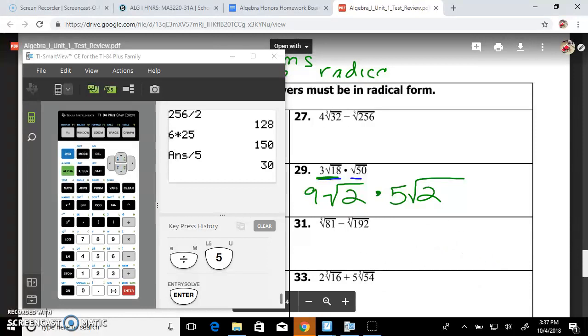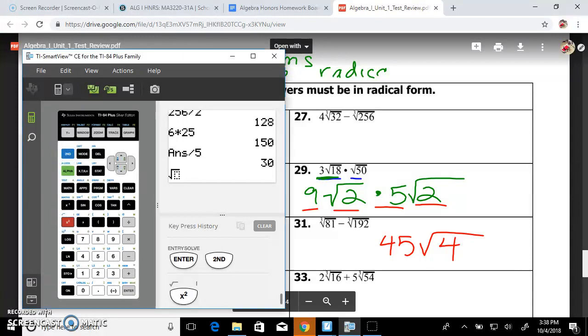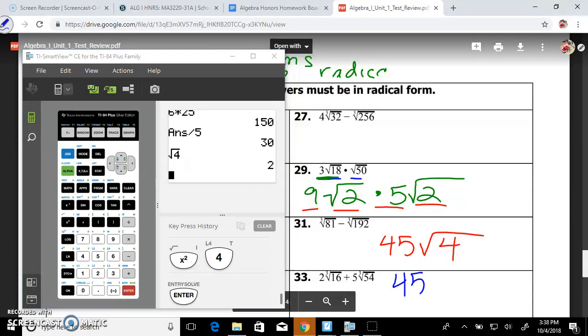So now we'll multiply our coefficients, 9 times 5, which is 45, and square root of 2 times the square root of 2, which is the square root of 4. Now this is kind of nice because the square root of 4 is actually just a whole number. If you do second x squared, the square root of 4 is just 2. So really this is 45 times 2 for a final answer of 90. Now that was a lot of work.